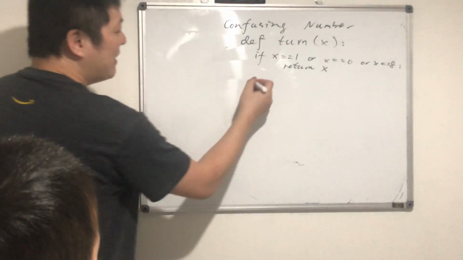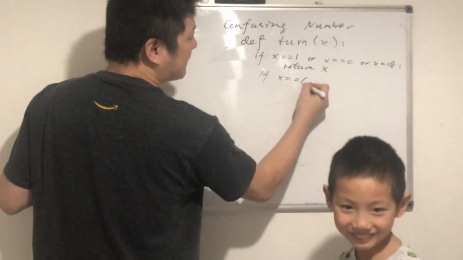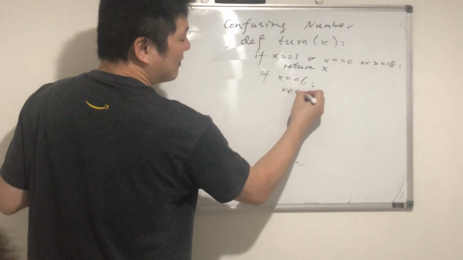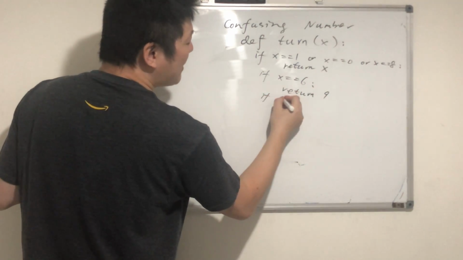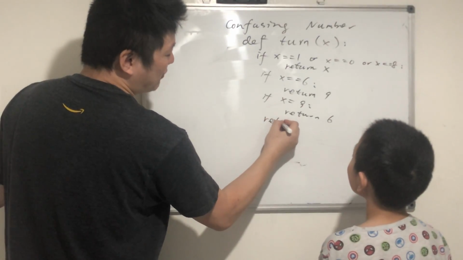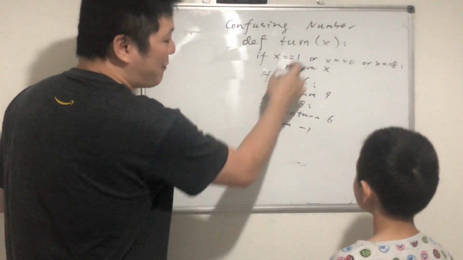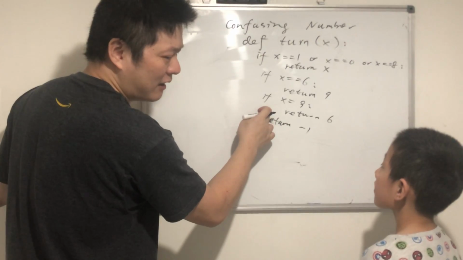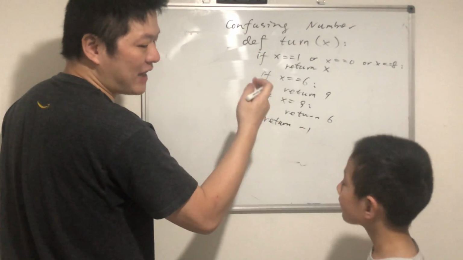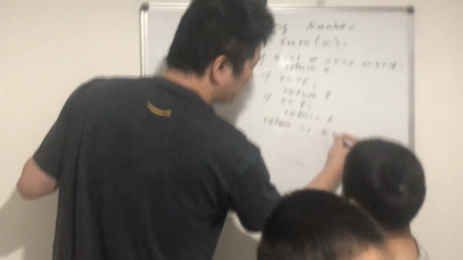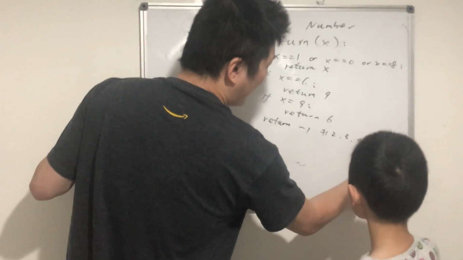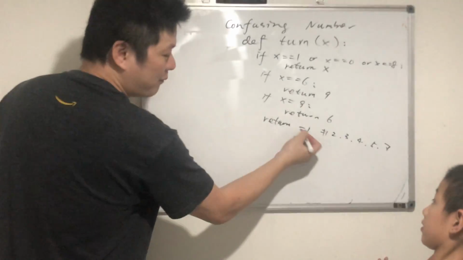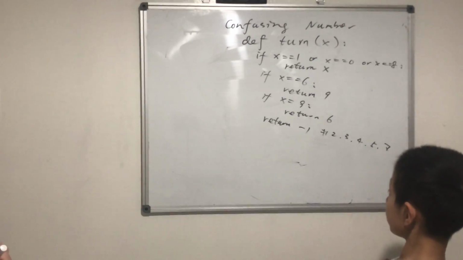Okay, so if x equals 6, what should we return? 9. We're done. And if x equals 9, return 6. And else, we return -1 to say it's invalid, if it's other numbers like 2, 3, 4, 5, 7. These five numbers will return -1 because it's invalid. Am I right? Yeah.